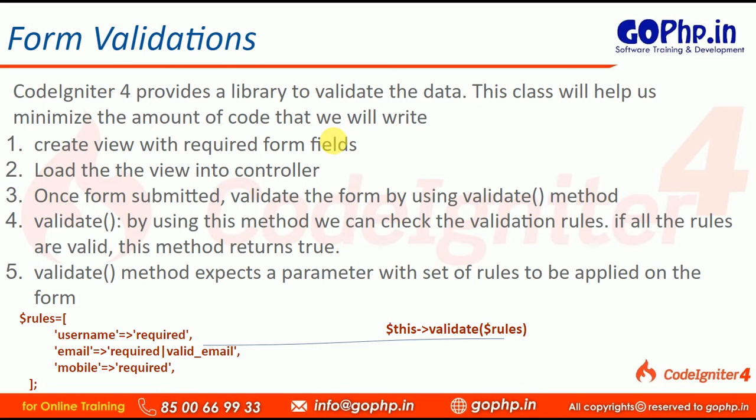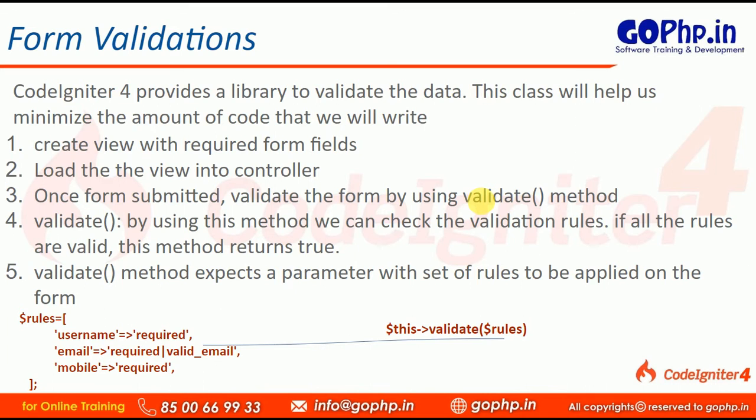CodeIgniter 4 is providing a validate method. So we have to define some rules and regulations, and we have to pass those rules to this validate method. That validate method will take care. If all the validation rules are okay, then the validate method will return true. If it is true, the form validated successfully. If it is returning false, the form is not validated properly. So some errors are there. You missed some of the required fields. That is the meaning of the validate method.